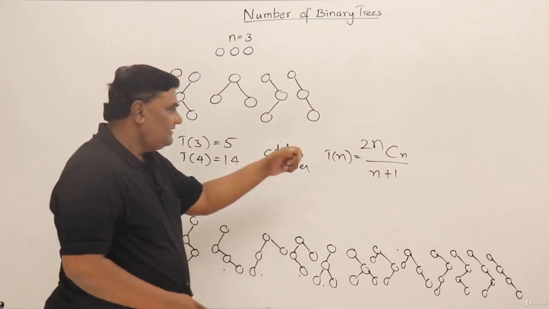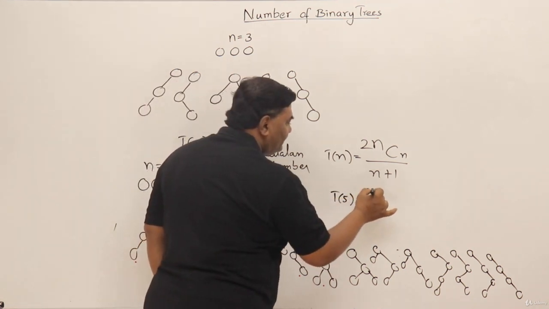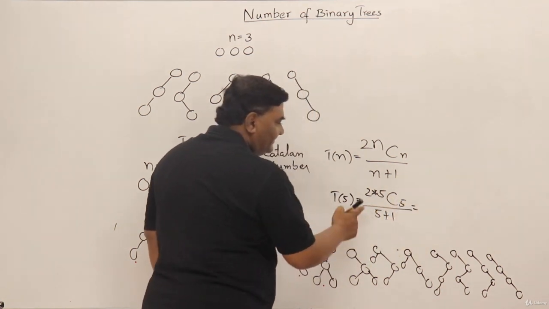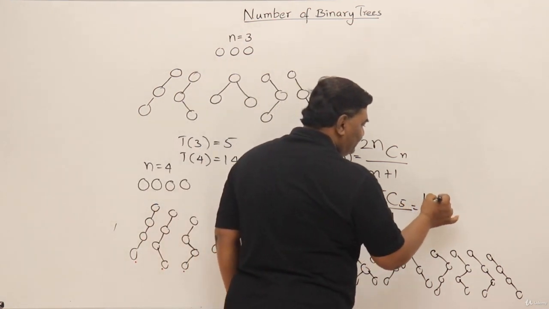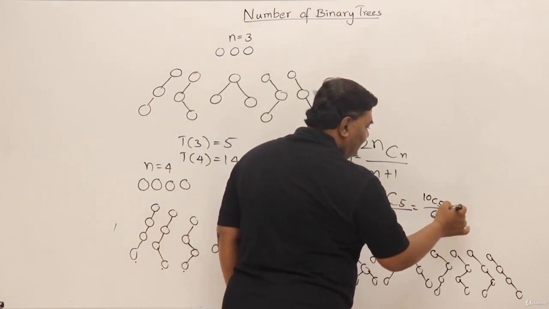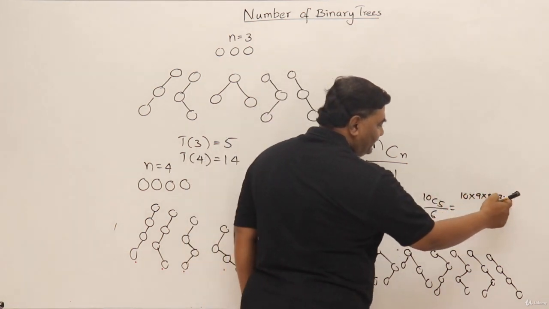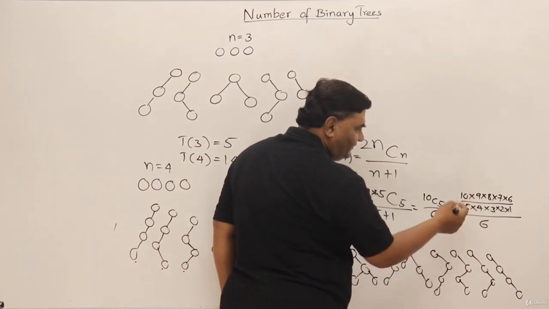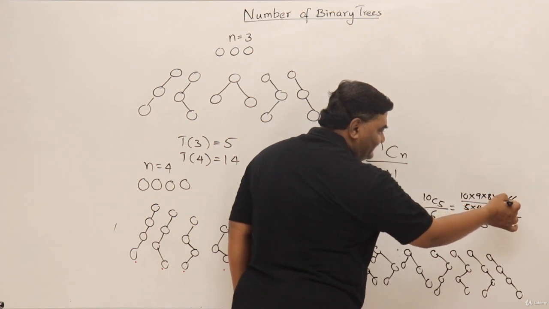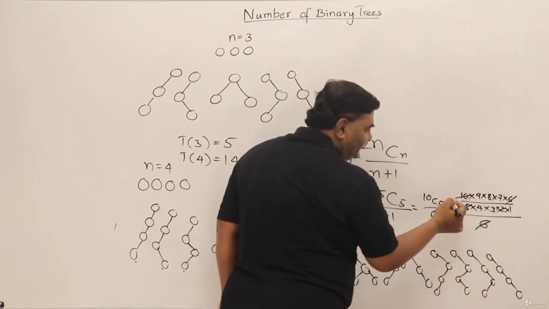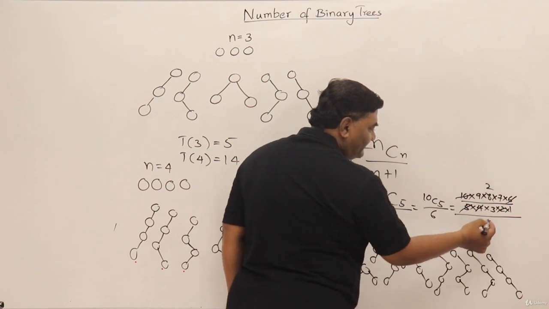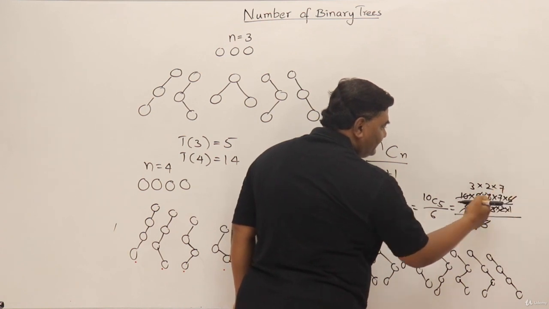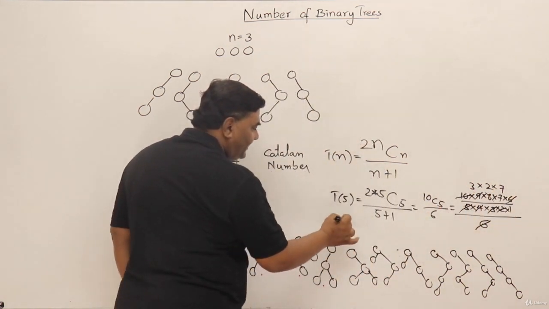So for 5, how many? Let me calculate. T5 will be 2 into 5 C5 by 5 plus 1. This is 10 C5 by 6. And 10 C5 is 10 into 9 into 8 into 7 into 6 divided by 5 into 4 into 3 into 2 into 1, and the whole thing divided by 6. Now let us divide and get the answer. 6 gets cancelled. 5 2's are 10, gone. 4 2's are 8 and 3 3's are 9. So 3 into 2 into 7 is remaining here. So this is 42. So T5 is 42.